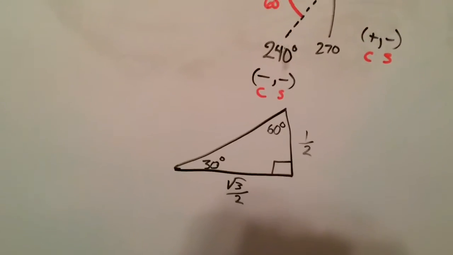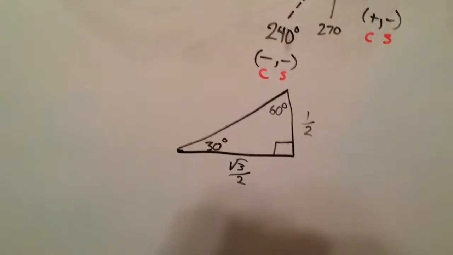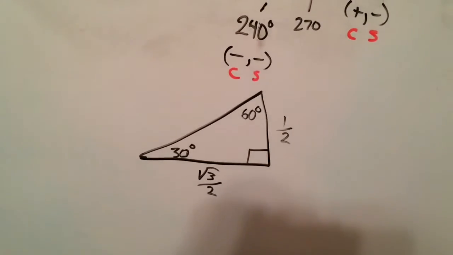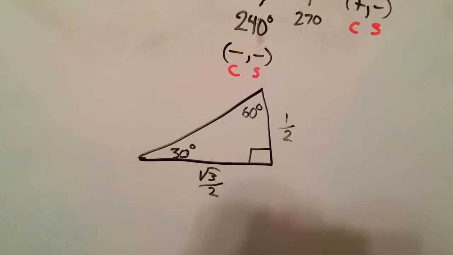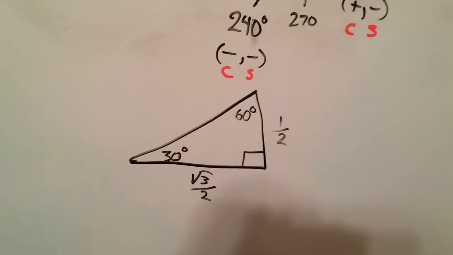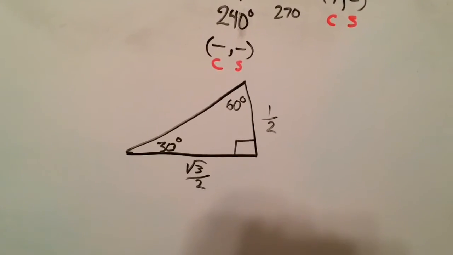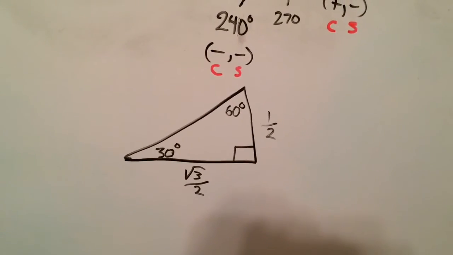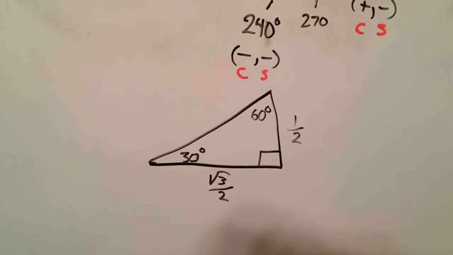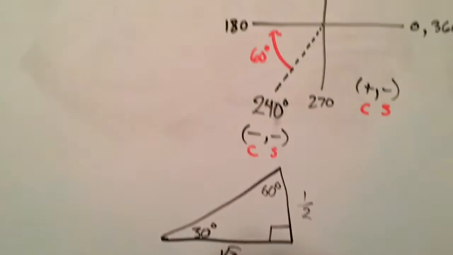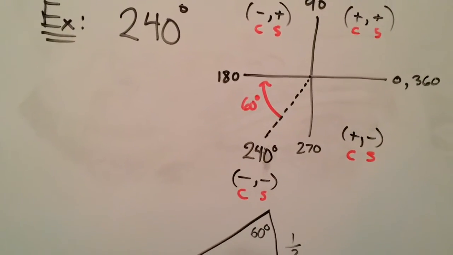We also need the 30, 60, 90 triangle, where the side across from the 30-degree angle is 1/2, and the side across from the 60-degree angle is square root of 3 over 2. And we will use these when calculating sine and cosine, in this case, of our 60-degree angle coming from our reference angle.